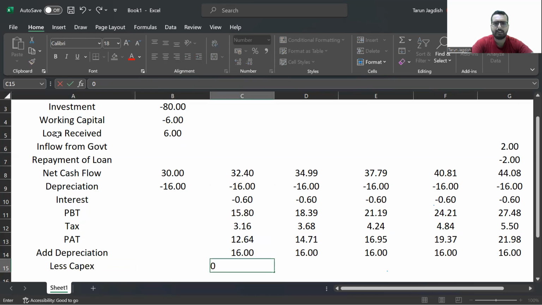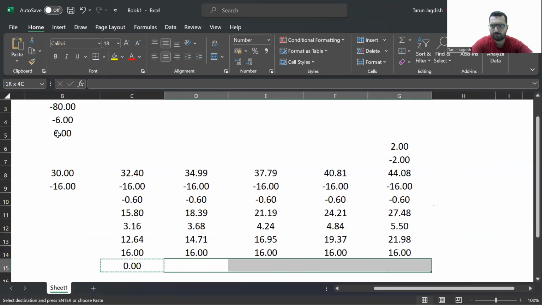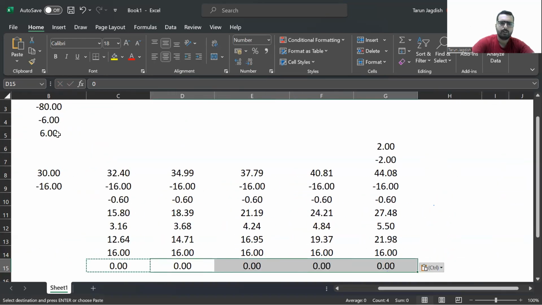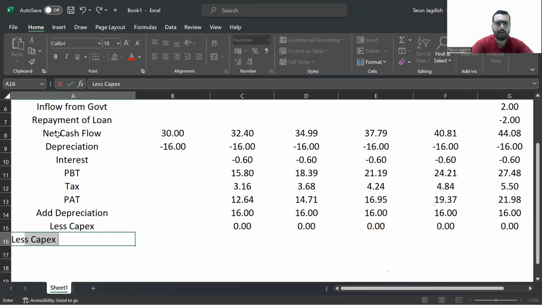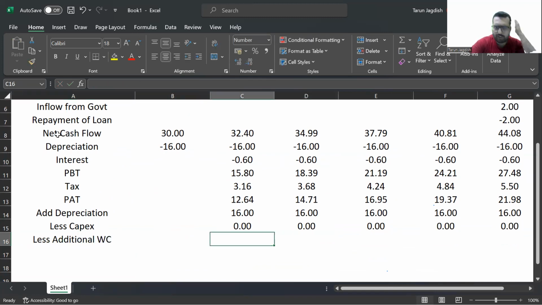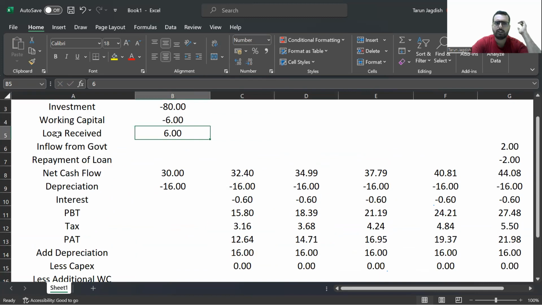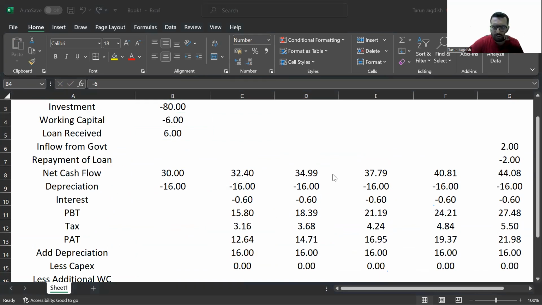So is there any other capex that is told from year 1 to 5? Nothing is told, correct? Last will be what? Less additional working capital. That will happen, friends, because they have told that there is going to be an inflation on the working capital is what they have told.